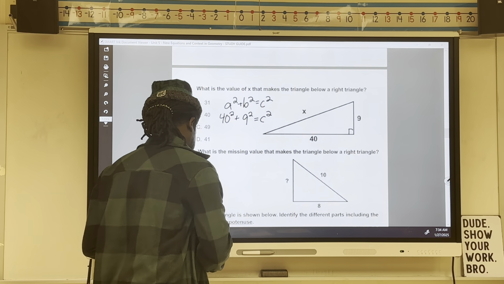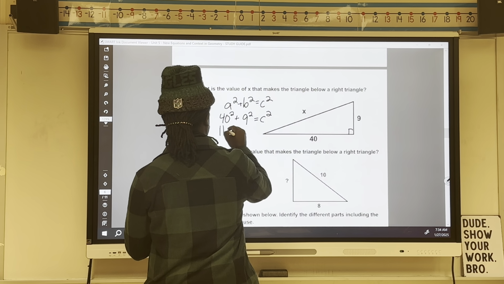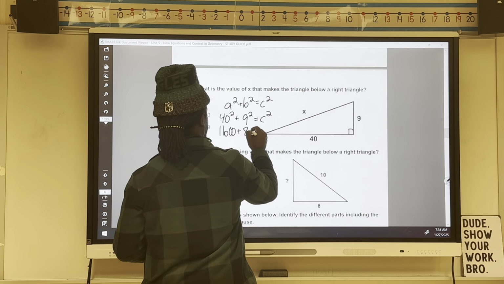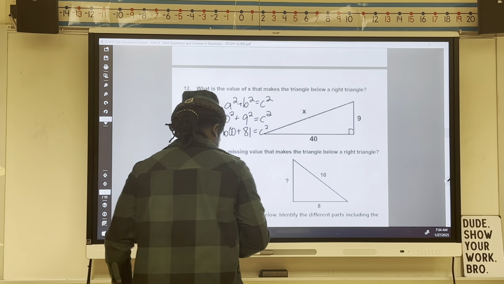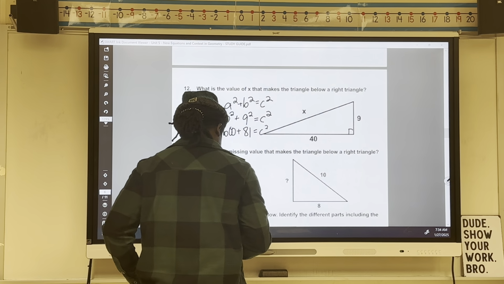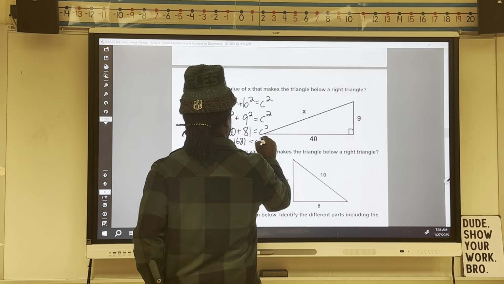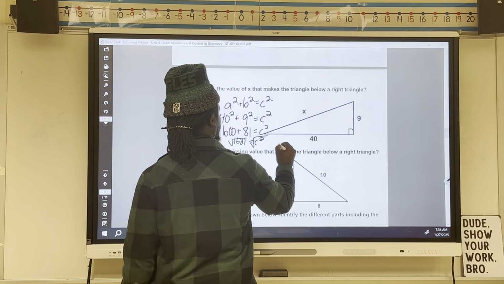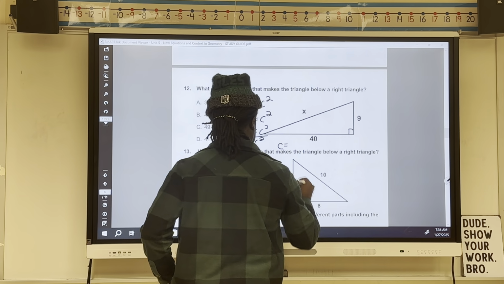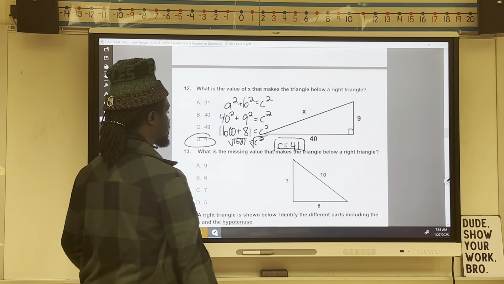And then when I multiply these, 40 squared is gonna give me 1600 plus 9 squared is 81. And then when I add those two together, that's gonna give me 1681 equals C squared. And then I gotta do the square root, that's gonna give me C equals 41. And D is my answer there.